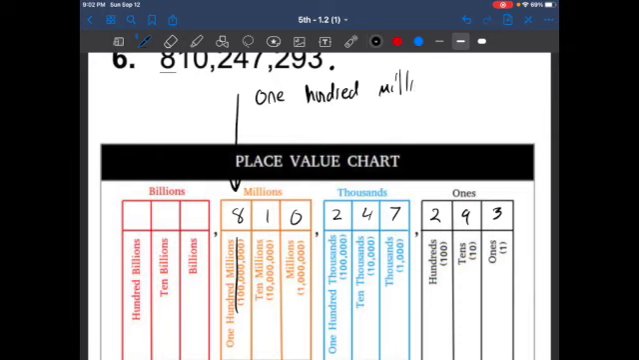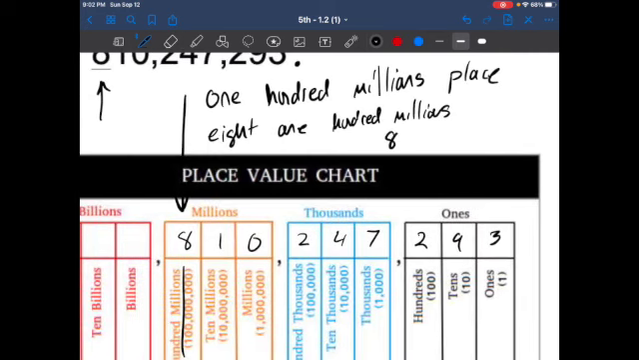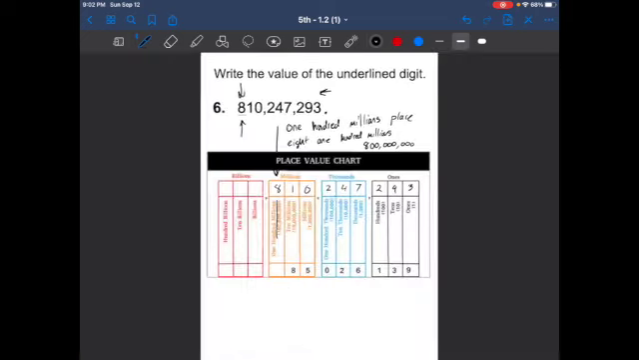100 millions place. Well, how many of those do we have? Well, we have 8 of them. So we have 8 100 millions. But another way to write it is 800 million, like this. Okay. All right, let's move on to the next one.